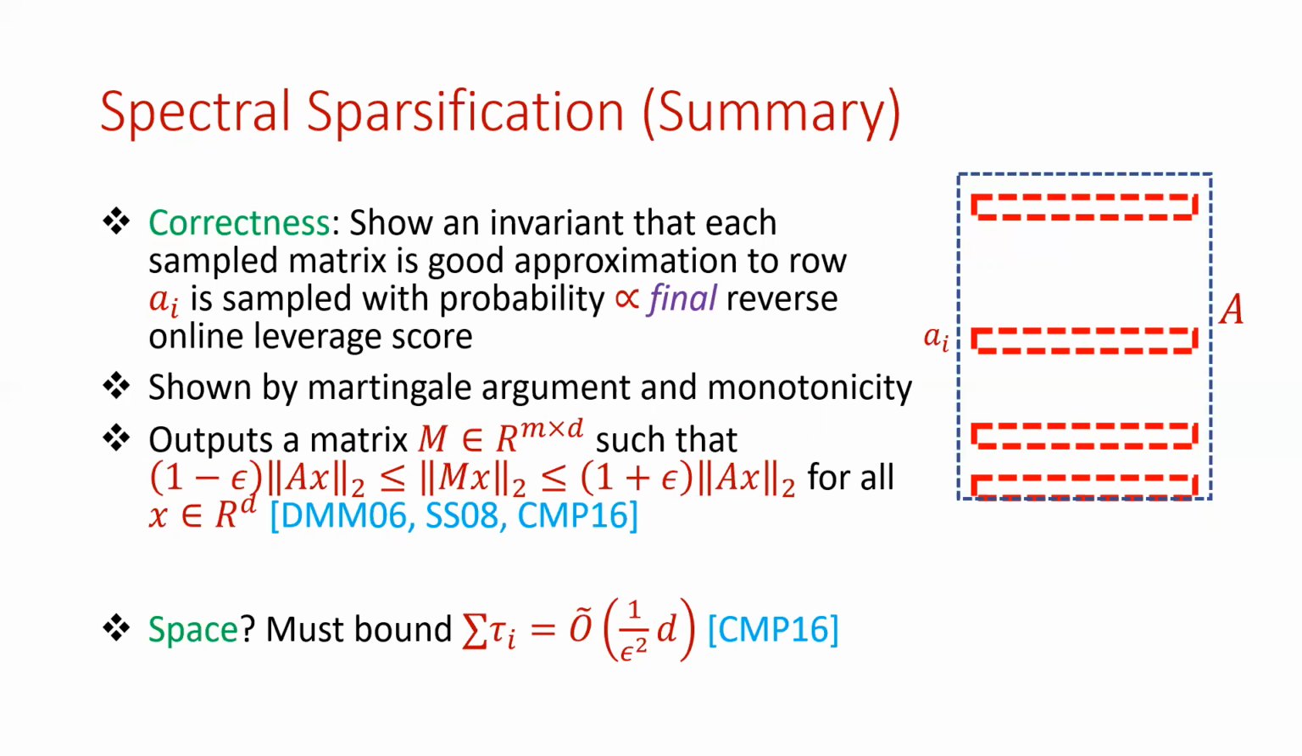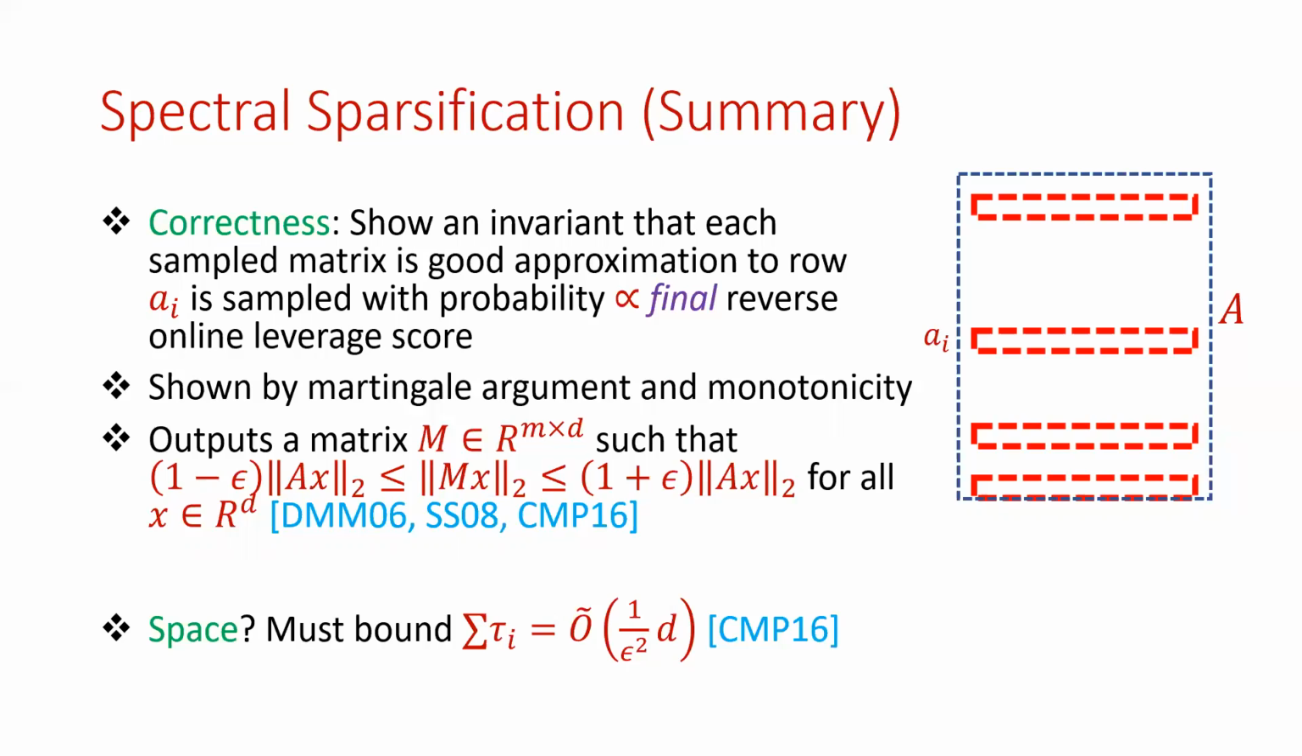To justify correctness of this algorithm, we show an invariant that proves that each sampled matrix gives a good proxy to how important a row is with respect to the rows that actually appear afterwards. This is done by a martingale argument and a monotonicity property of the online leverage scores. Thus, at the end of the algorithm, we output a matrix M such that the 2 norm of Mx is roughly equal to the 2 norm of Ax for all input vectors x.